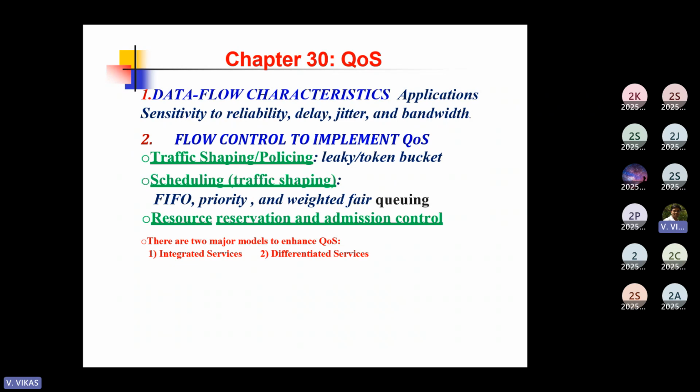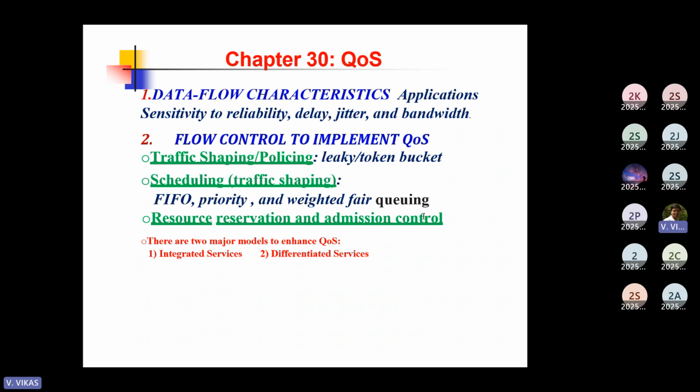Okay, how a particular application is bound towards these parameters: reliability, delay, jitter, bandwidth. When I say FTP, which is important for that? When I say audio application, which is important? Okay, so like that we will be discussing data flow characteristics. The first parameter is reliability.